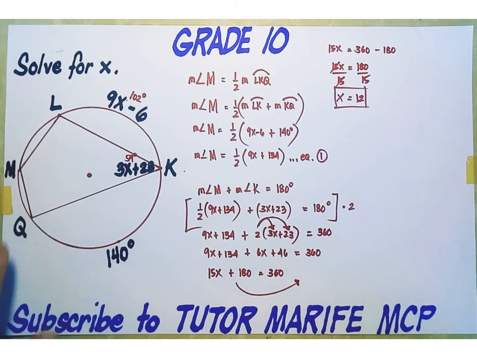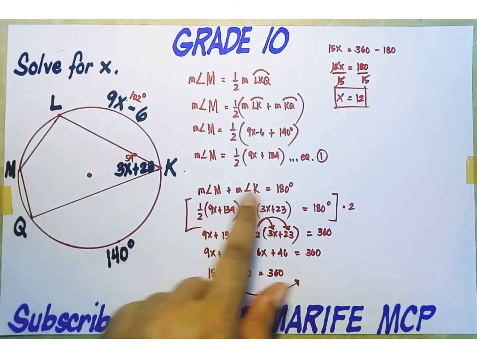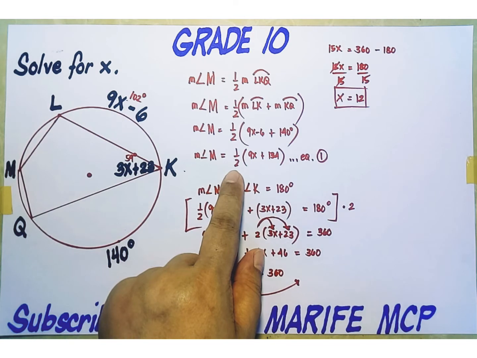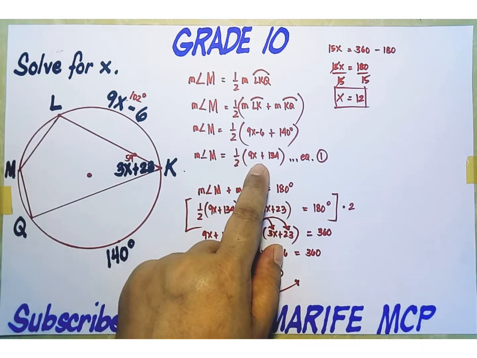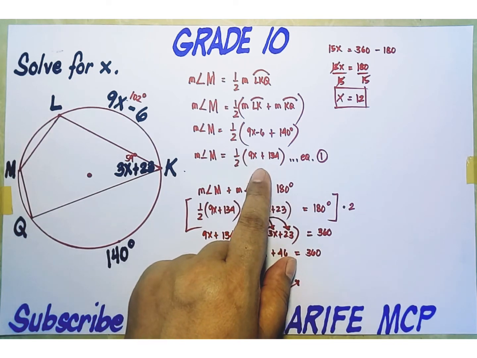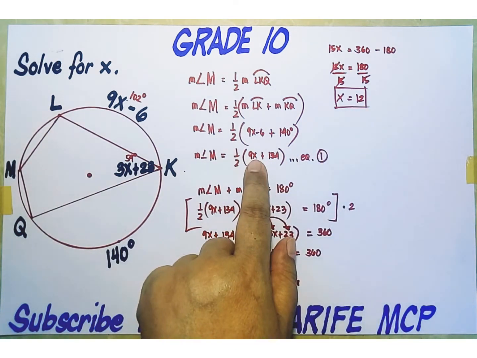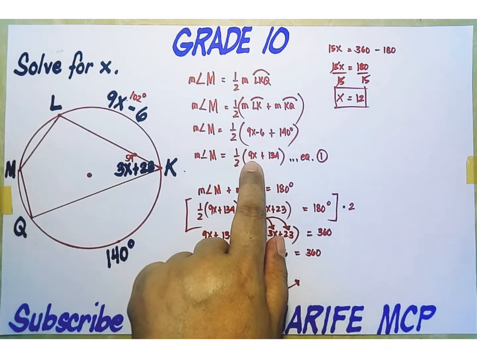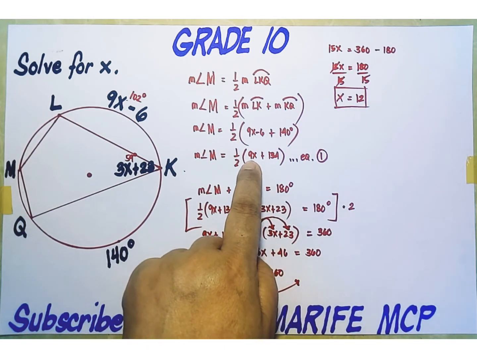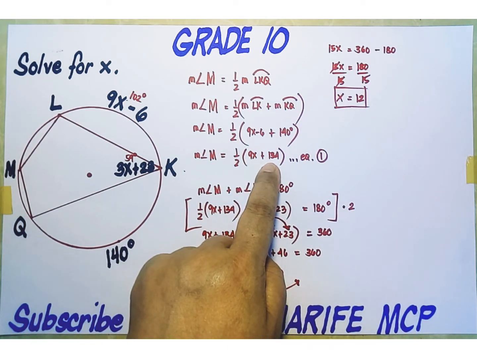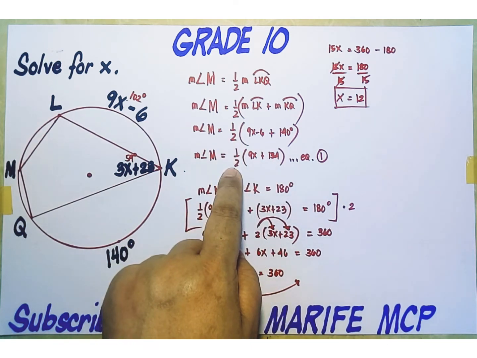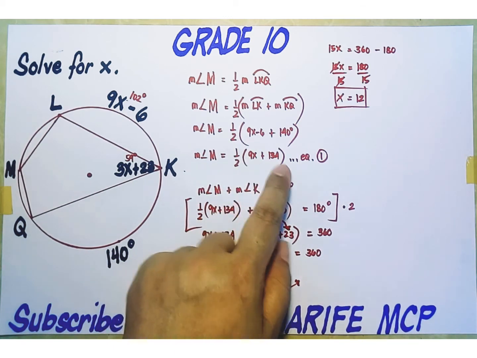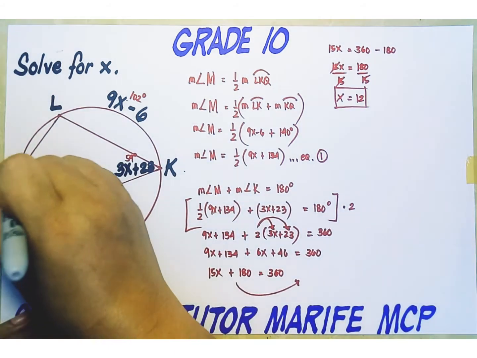We can also solve for the actual measure of angle M using equation 1. It is represented by 1/2 times the quantity 9x plus 134. Let's replace x with 12. 9 times 12, 108. 108 plus 134 is equal to 242. 1/2 of 242 is 121 degrees.